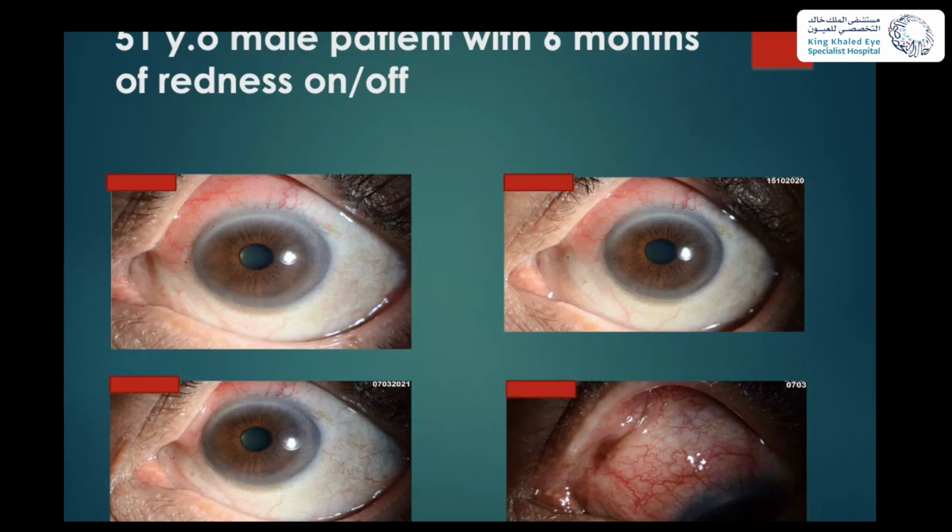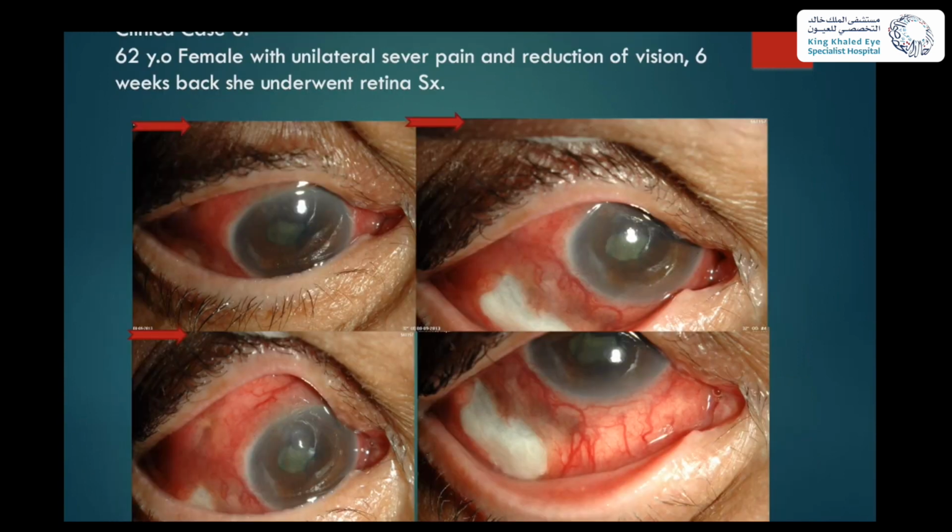This is the patient who we were suspicious of lymphoma. This can present as a lymphoma. This is a patient who had retina surgery, and you can see there is an area of necrosis around the scleral buckle, tended to be a Pseudomonas and controlled with treatment.